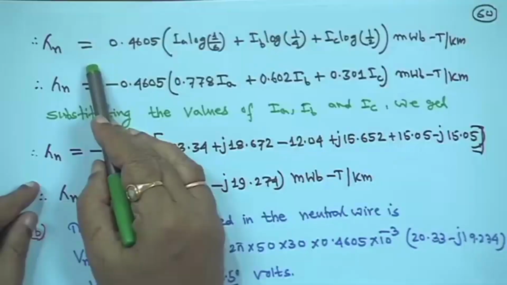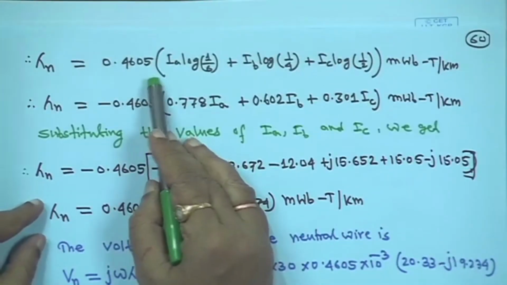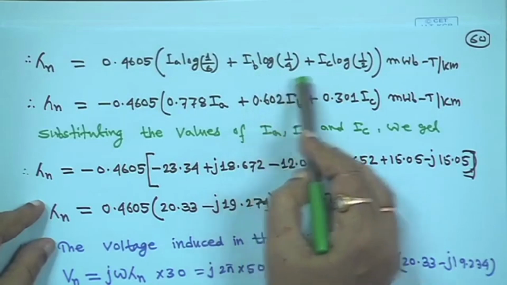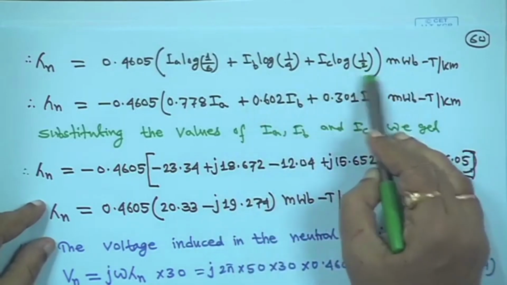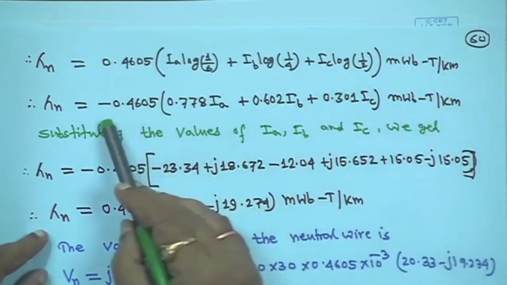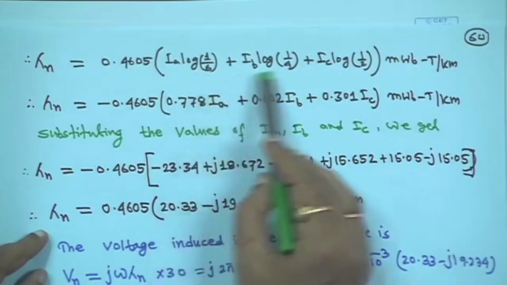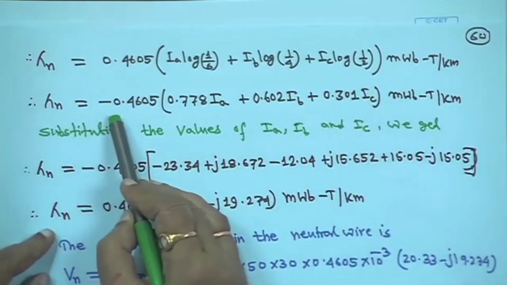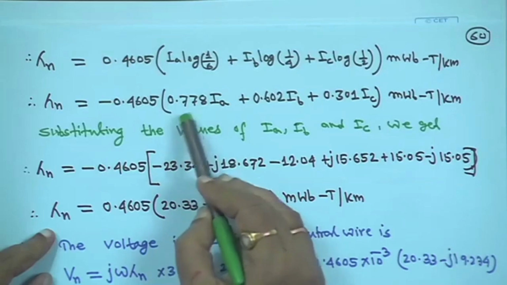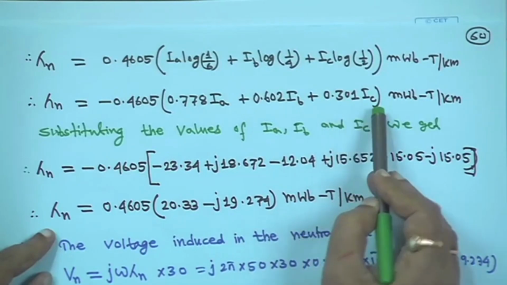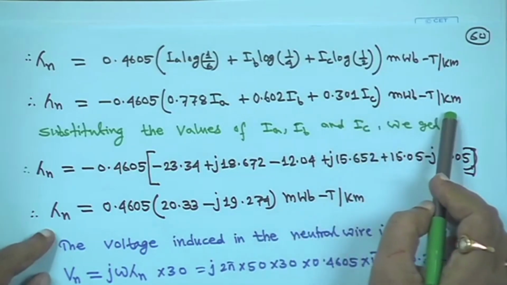If you substitute, you will get lambda N is equal to 0.4605, and in the bracket you write IA log 1 upon 6 plus IB log 1 upon 4 plus IC log 1 upon 2, milliweber turns per kilometer. Now after evaluating log 1 upon 6, log 1 upon 4, log 1 upon 2, you will get lambda N is equal to minus 0.4605 bracket 0.778 IA plus 0.602 IB plus 0.301 IC milliweber turns per kilometer.